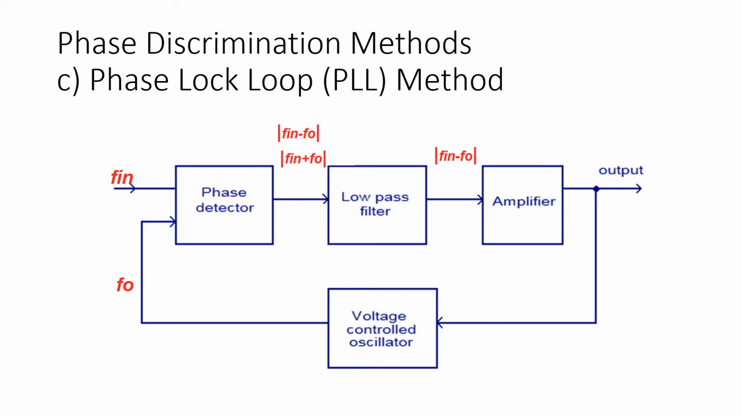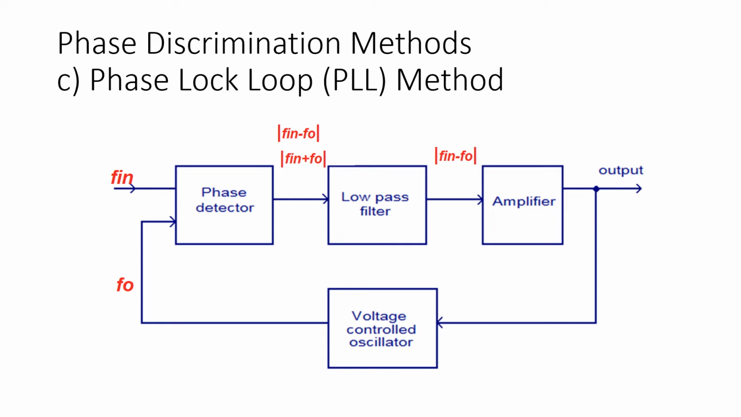After the amplification, this error signal voltage is applied to the voltage controlled oscillator. Based on the value of applied input voltage, voltage controlled oscillator generates new local oscillator frequency, let us say F0 dash, and this process repeats till error signal between input frequency and local oscillator frequency becomes zero.